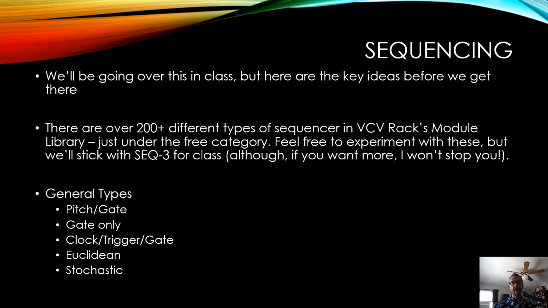Like I said, you can download a more traditional sequencer, but it's a little hard to find because there are over 200 different types of sequencer just in the VCV free library. So feel free to experiment with these, but I'm just going to talk about Seq 3 for now. If you want to experiment with them, by all means. But there are a number of different types of sequencer. They kind of fall into general categories of pitch and gate, gate only, clock trigger gate, Euclidean sequencers, or stochastic sequencers. So we'll just talk about those really briefly.